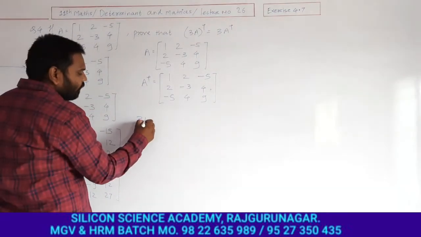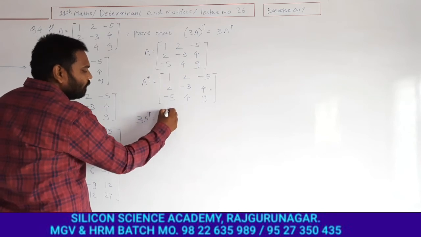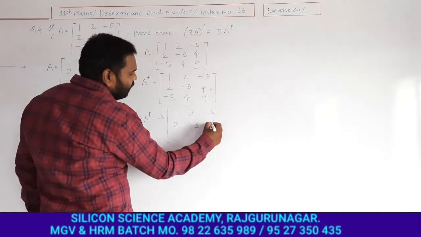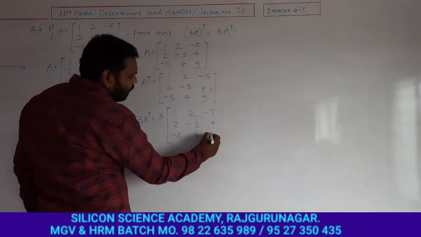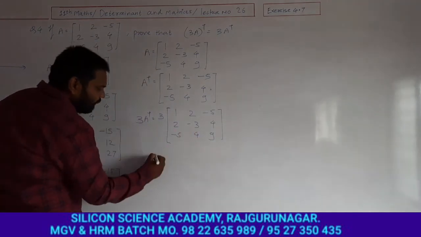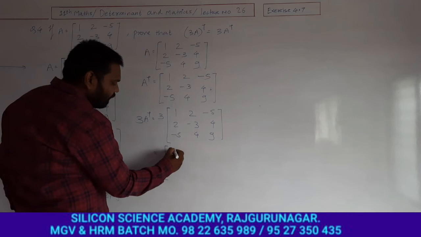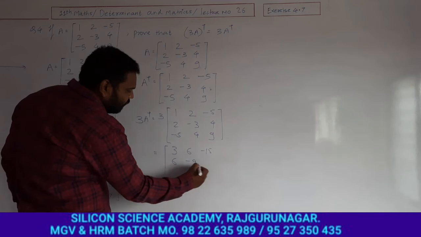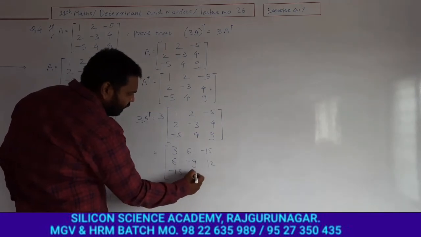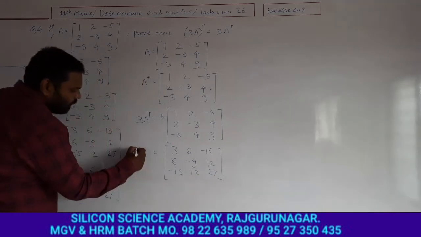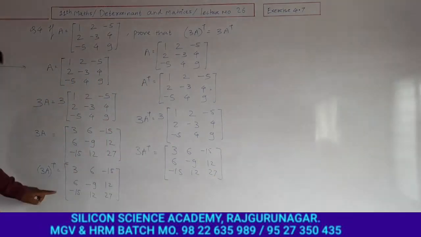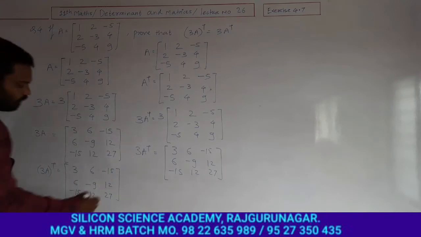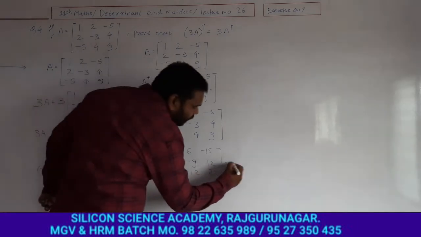3 into A transpose is equal to 3 into 1, 2, minus 5, 2, minus 3, 4, minus 5, 4, 9. Multiply: 3 into 3, 3 into 6, 3 into 15, 3 into 6, 3 into 3 is 9, 3 into 4 is 12, 3 into 5 is 15, 3 into 4 is 12, 3 into 9 is 27. That is 3 into A transpose. That is 3, 6, minus 15, 6, minus 9, 12, minus 15, 12, 27. This is equation number 1. This is equation number 2.